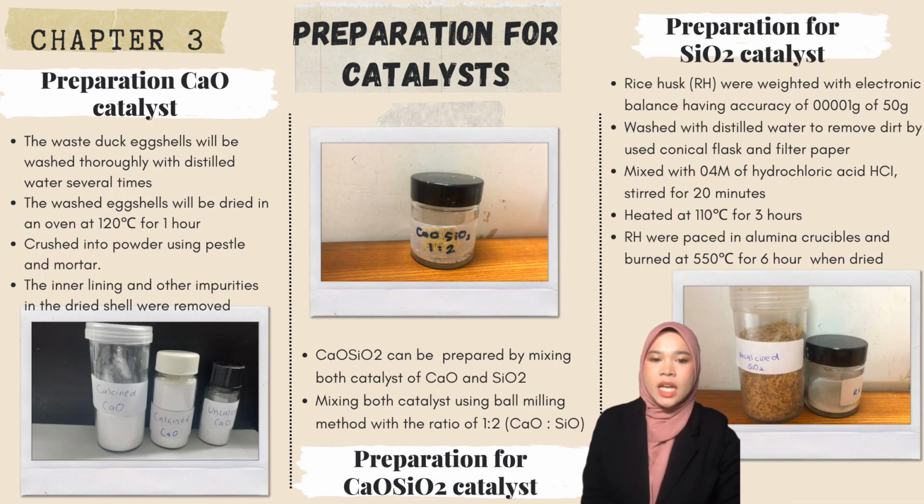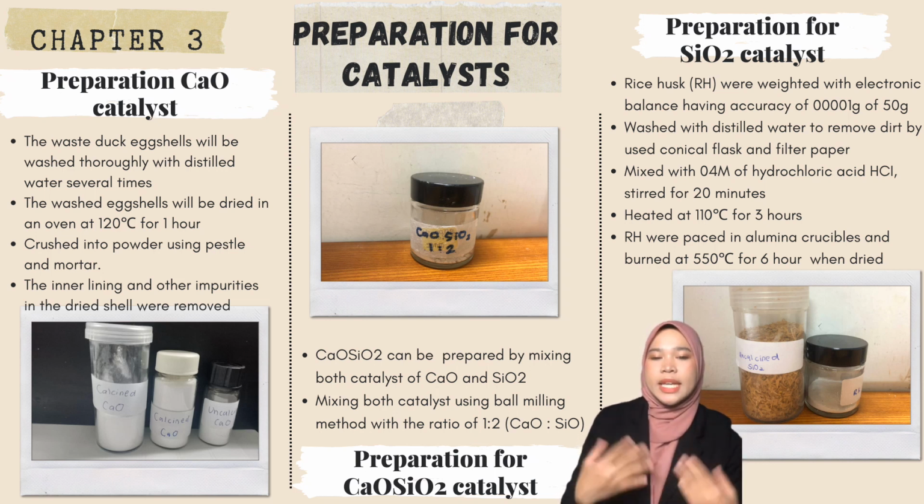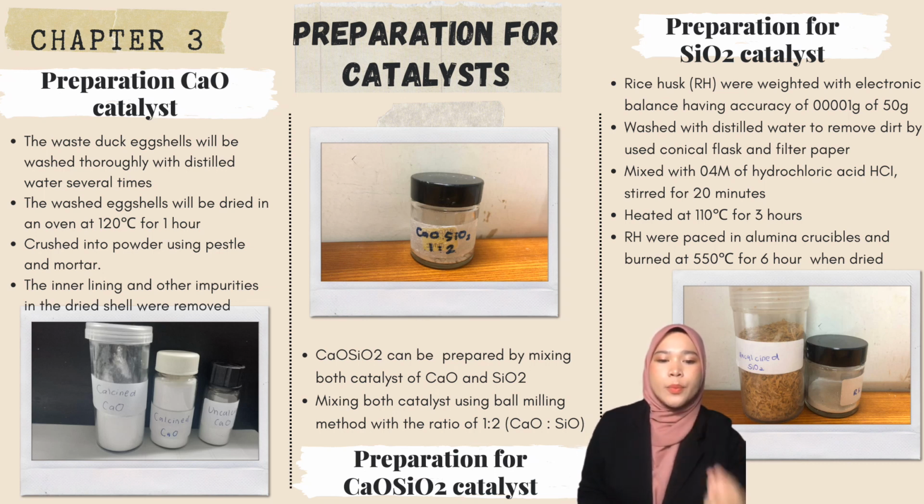Preparation for catalyst. First, preparation of calcium oxide catalyst. The eggshell will be washed with distilled water several times. Washed eggshell will be dried in the oven at 120 Celsius for 1 hour. Crush into powder using pestle and mortar. The inner lining and other impurities in the dry shell were removed.